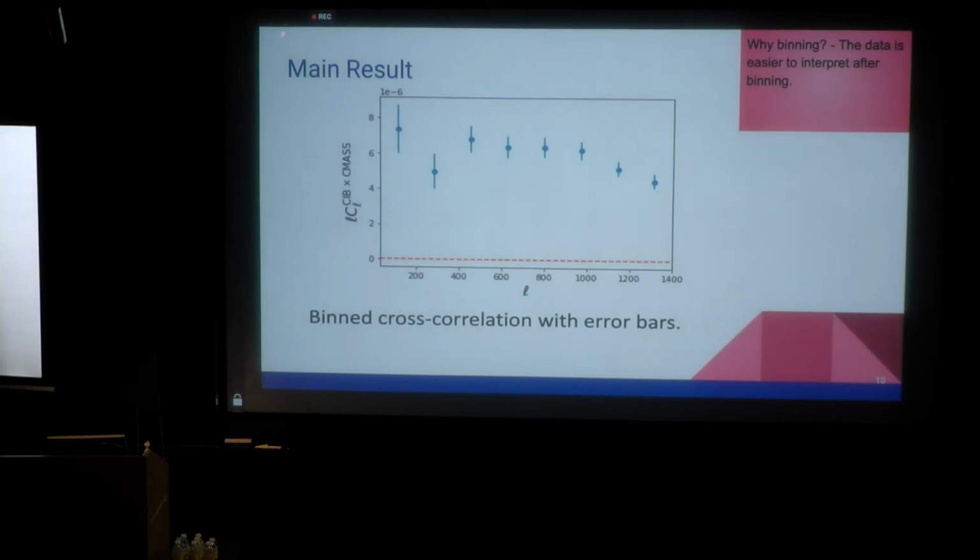So on the y-axis, you can see the actual cross correlation. And on the bottom is L, which is in terms of theta. It is inversely proportional to theta. So as theta increases, L decreases. That's how you can read the map.